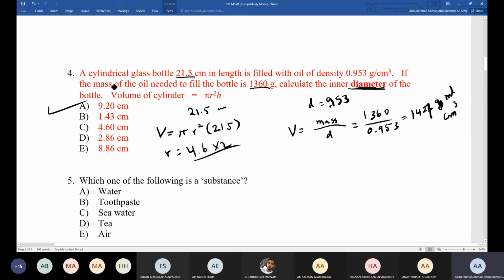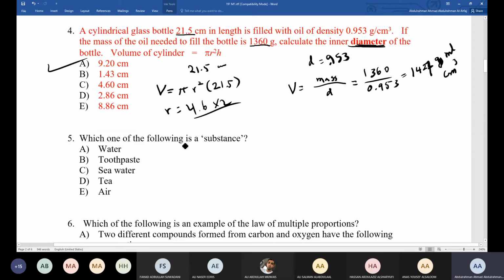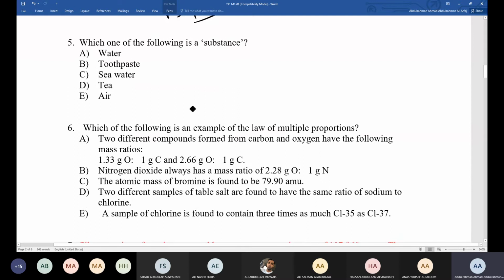Okay. Which of the following is a substance? Of course, water. It's the only substance. The rest are mixtures. Toothpaste is many substances, not one. Seawater is many substances, because there is salt and many things. Tea is many substances, not one. And air is also many substances. Okay.